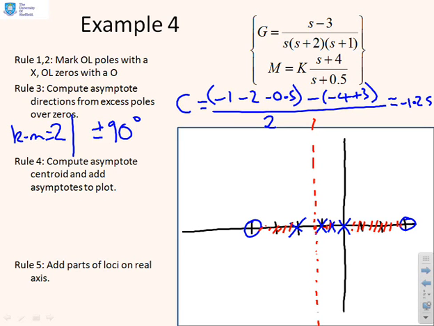And then finally, we'll use black to see exactly what's going on. So this pole is going to that 0, this pole is going to that 0, these two poles come together and go off towards the asymptotes.